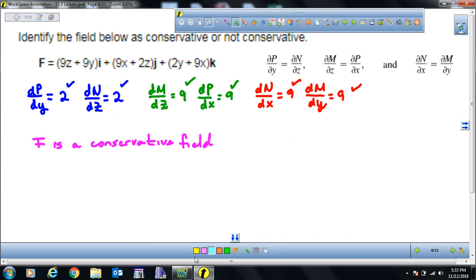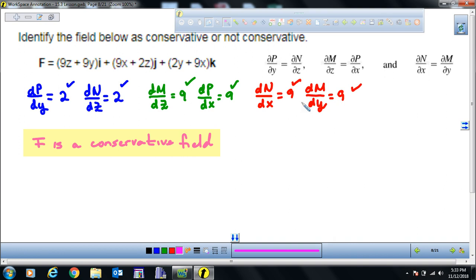And by conservative field it means that if I get the work from any point A to any point B, and I take any path, parabolic path, linear path, circular path, it doesn't matter which path I select as long as it goes from A to B, the work that is used to get from A to B is going to be the same along all the paths taken.